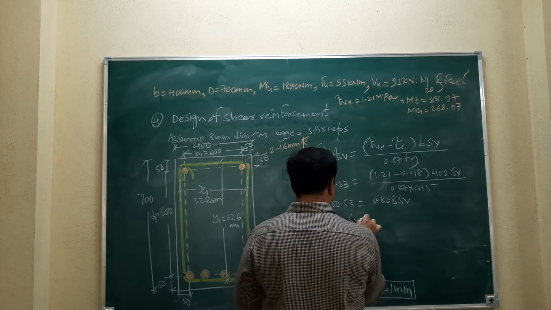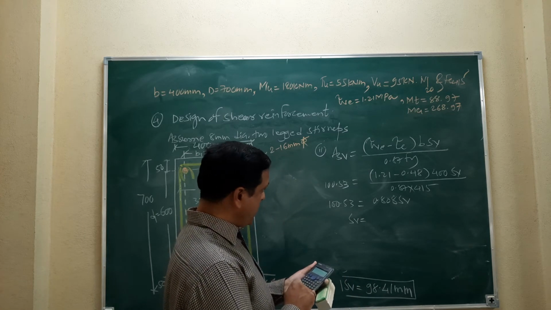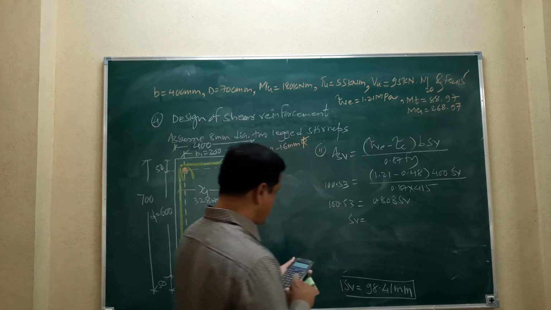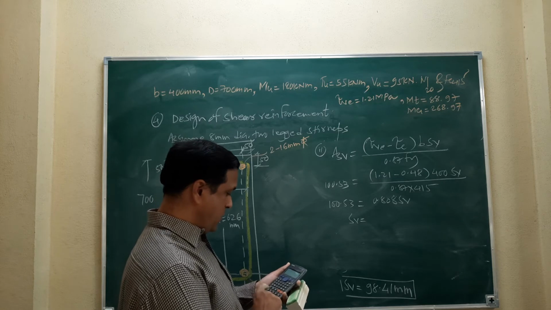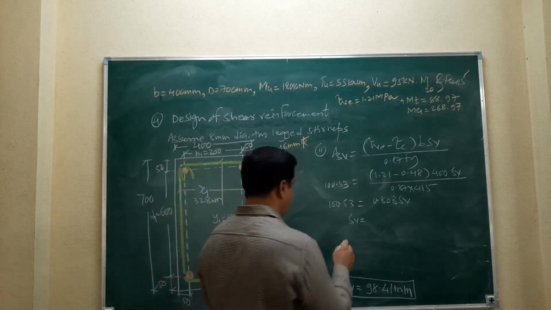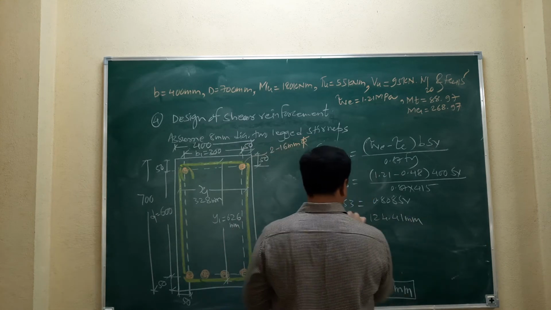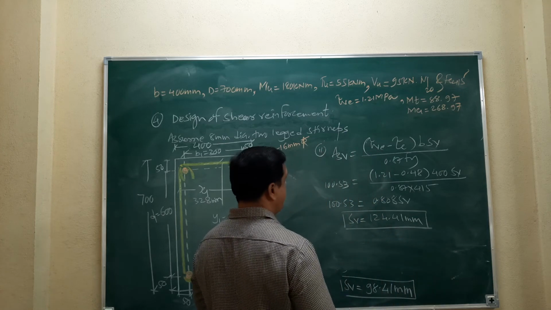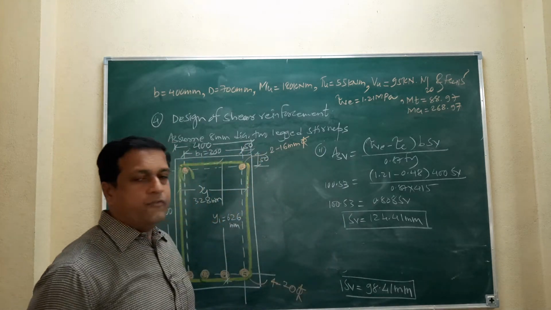100.53. What is the SV? 100.53 divided by 0.808. Okay. The value is 124.41 mm. Okay, so this is the second value, 124.41.